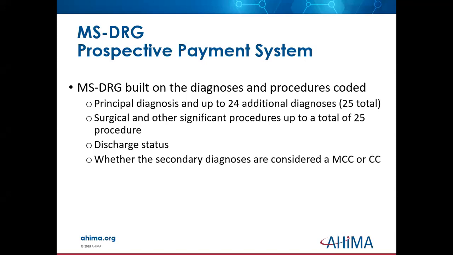What drives the MSDRG is the diagnosis and the procedures that are coded. The principal diagnosis, which you can only have one of, and 24 additional diagnoses, secondary diagnoses, for a total of 25. You can have up to 25 procedures. Then you need the discharge status, which would be where the patient is discharged to, which is part of the UHDDS that we talked about earlier. And then whether the secondary diagnoses are considered an MCC or a CC.